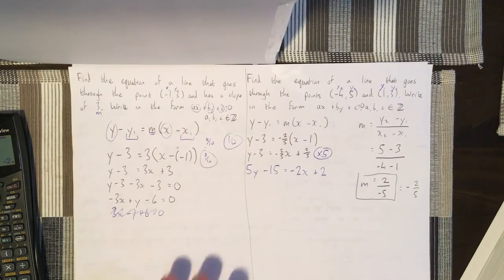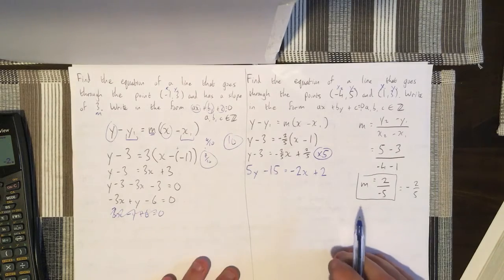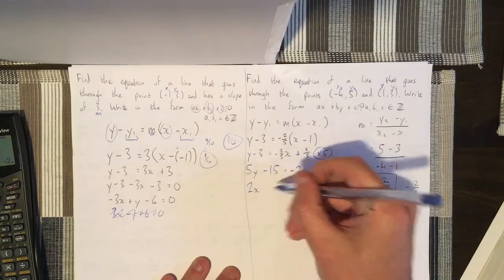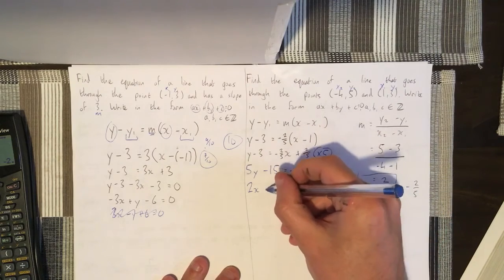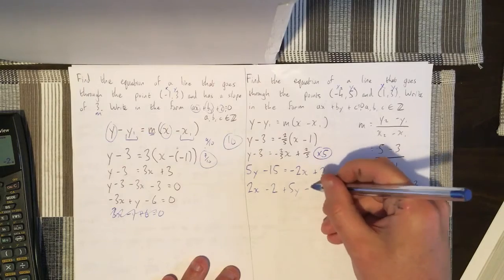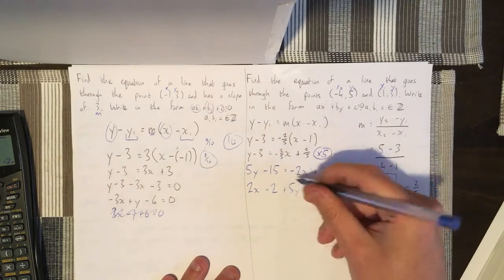All right. So now it's in the form ax plus by plus c equals 0. So it's everything over to the left-hand side equal to 0. So bring your minus 2x over, it becomes plus 2x. Bring your plus 2 over, it becomes minus 2. The 5y is staying where it is. The minus 15 is staying where it is, so they don't change signs.